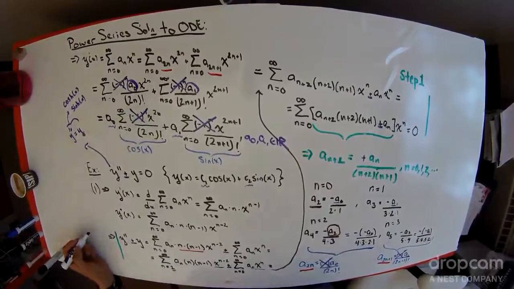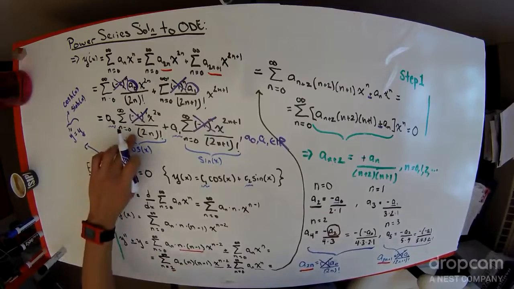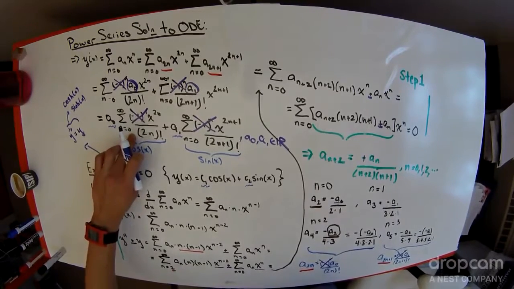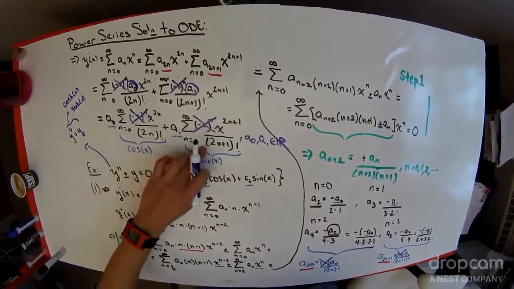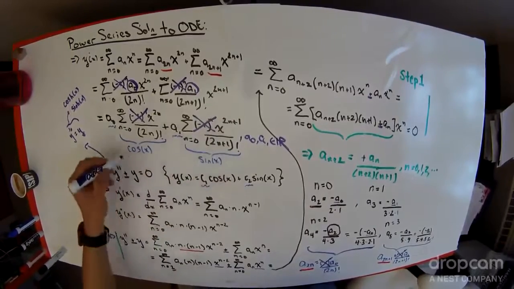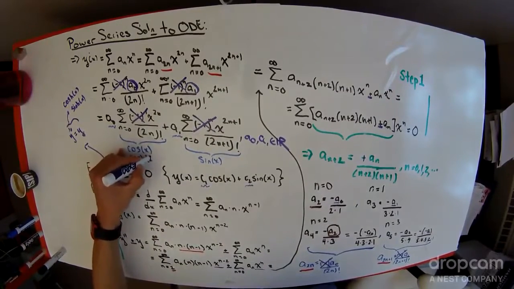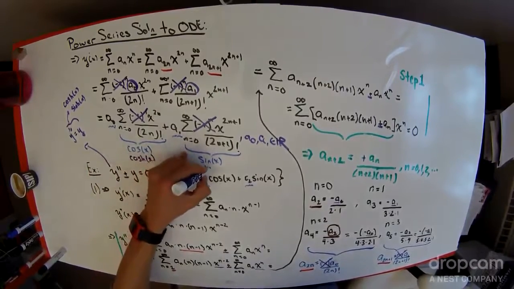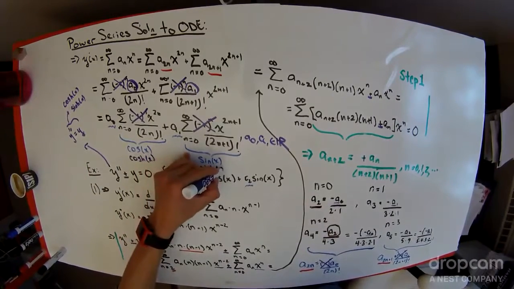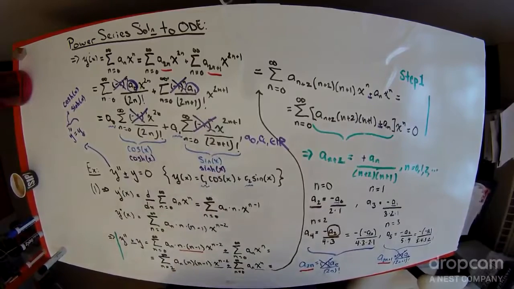If those sign alternations disappear, then these are just the even terms of e to the x. These are the odd terms of e to the x. And this is cosh. And this is sinh. And again, we see the relationship between the trig functions through their series representations.